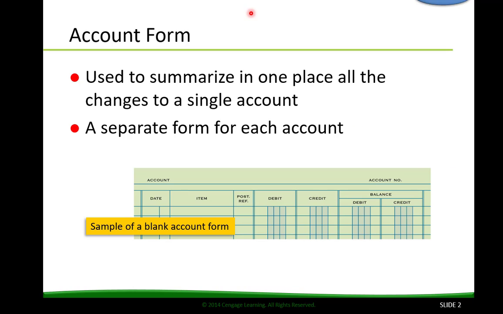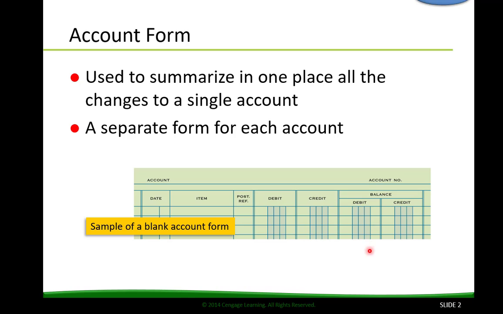An account form is basically summarizing all the information in the same spot. Here you put the account name, the account number, and then by date order, you put all your transactions. You would put it as a debit or credit, and then you'd keep a running total over here on the balance side.